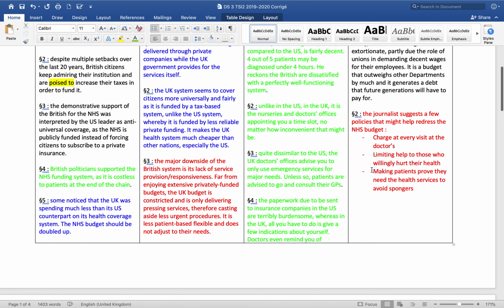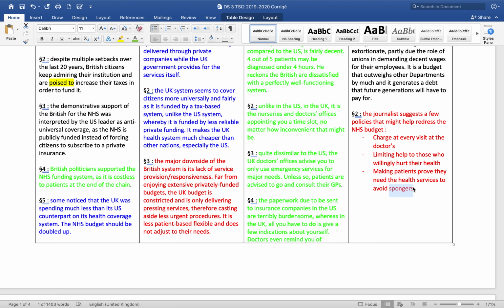And the last one is making patients prove they need the health services to avoid sponges. You know what a sponge is? A sponge is what you use to do the dishes, to scrub the dirt out. When someone is a sponger, it means that they absorb, like a sponge absorbs the water. And when we say someone is a sponger, it means they absorb the resources from the state.